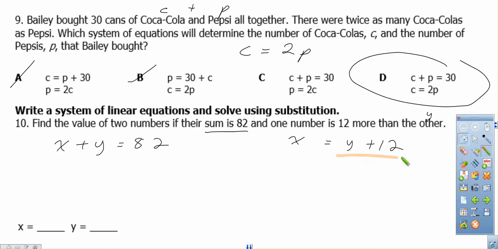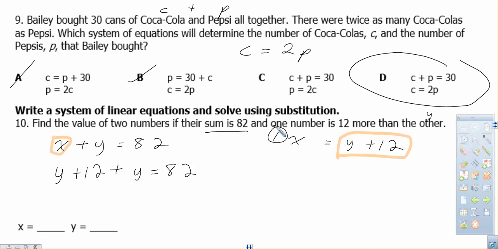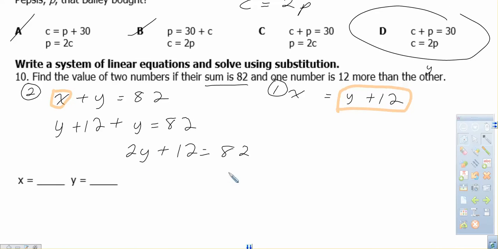All right, so if we take y plus 12, replace it where x is, we have y plus 12 plus y equals 82. By the way, that is step 1. This is all over here, step 2. That's 2y plus 12 equals 82. All right, now, if we subtract 12 from both sides, 2y equals 70. And dividing by 2, we get that y equals 35. So y is 35.